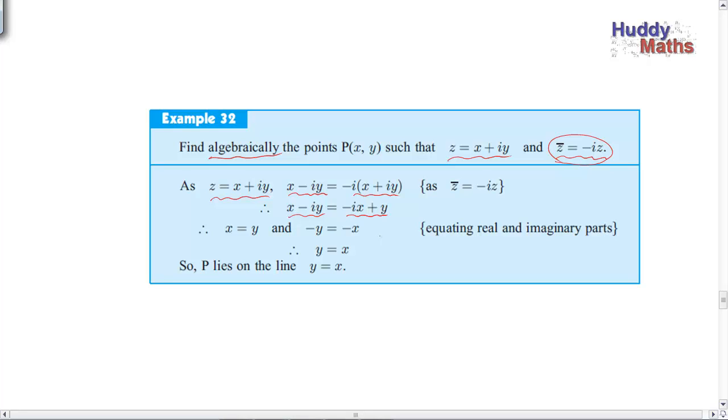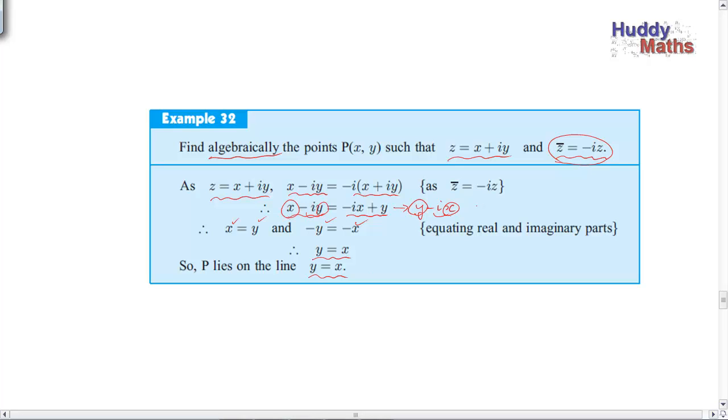Now, I don't like the way they've done this because I've just said to you a minute ago we should have real and imaginary parts. So this should be y take i x, shouldn't it? And then equating real and imaginary parts, x equals y and y equals negative x, or negative y equals negative x. So x equals y and negative y equals negative x. So therefore y equals x. So P lies on the line y equals x.